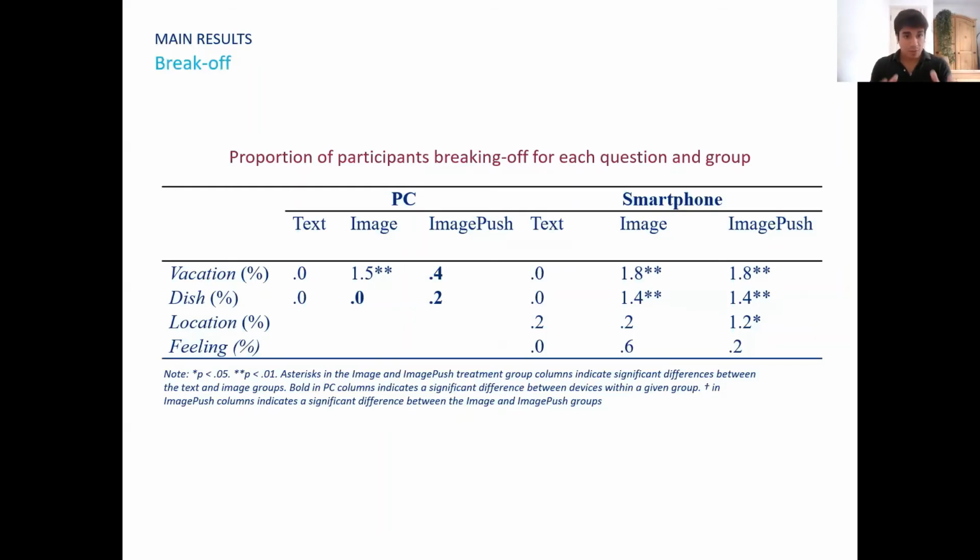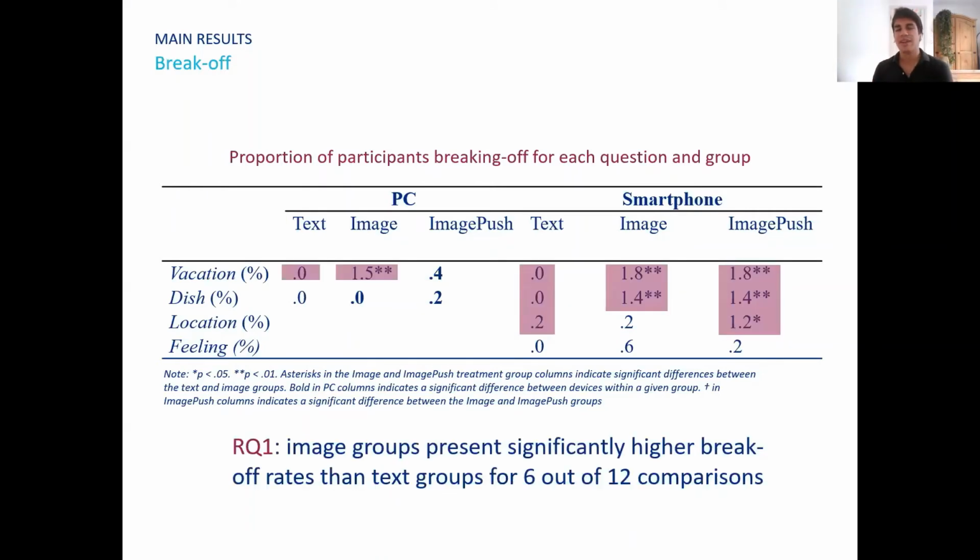So let's move to the main results. For the breakoffs, here we have the proportion of participants breaking off for each question and group. For the first research question, what we find is that the image groups, those that were asked to answer with an image, present a significantly higher break-off rate than the text groups for 6 of the 12 comparisons. So for the text groups, the break-off rate is really low, mostly 0. And for the smartphone image groups, what we see is that those are between 1 and 2% break-off rates. So it's kind of higher.